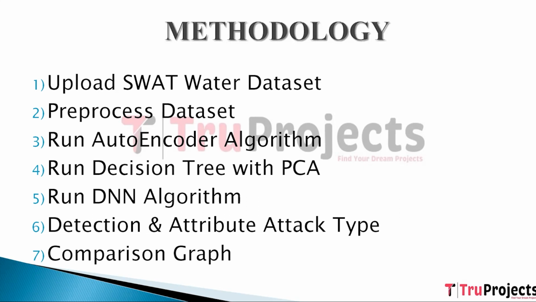Sixth module is Detection and Attribute Attack Type. After training the models, we use them to detect and attribute cyber attacks in IoT-enabled cyber-physical systems. Detection involves identifying instances where the system's behavior deviates from expected norms, indicating a potential attack. Attribution involves determining the type or source of the attack. The models might provide predictions or confidence scores regarding the attack's presence and characteristics.